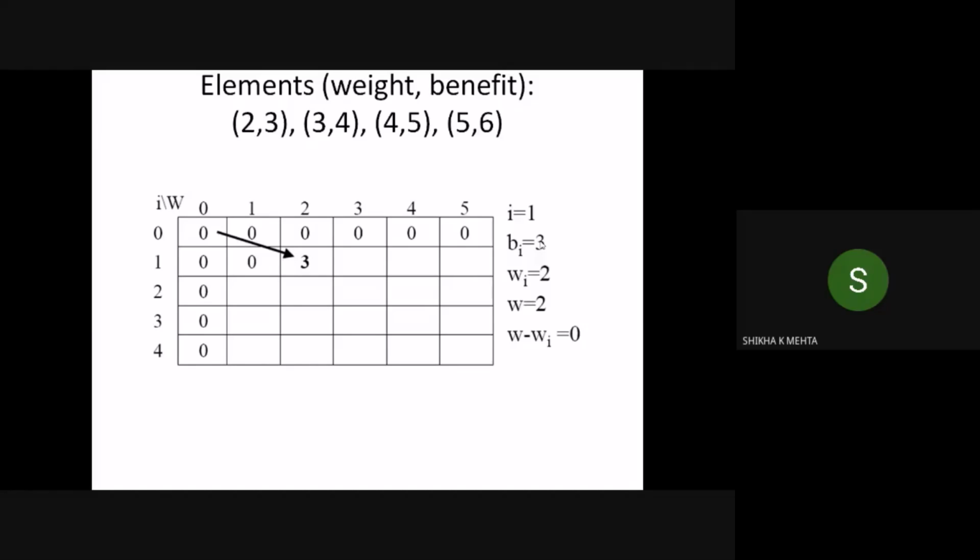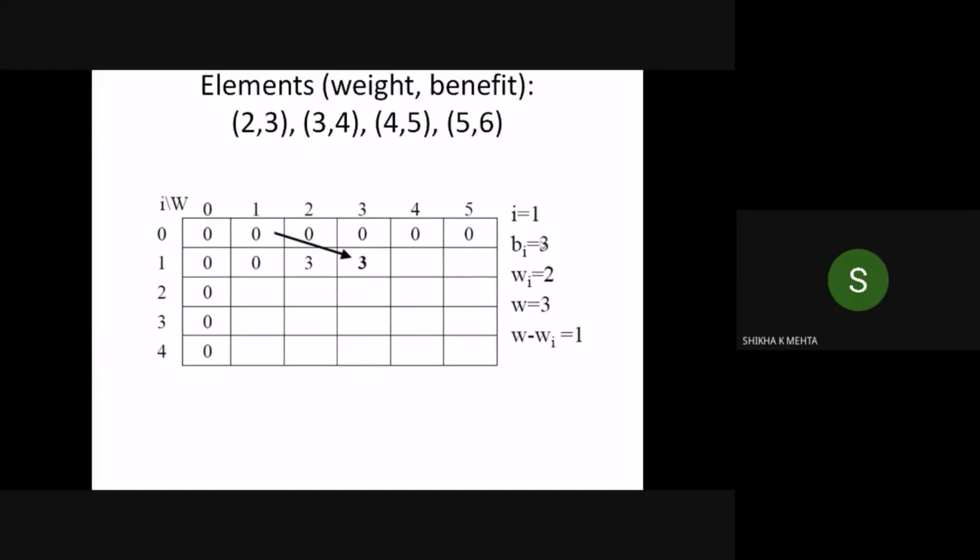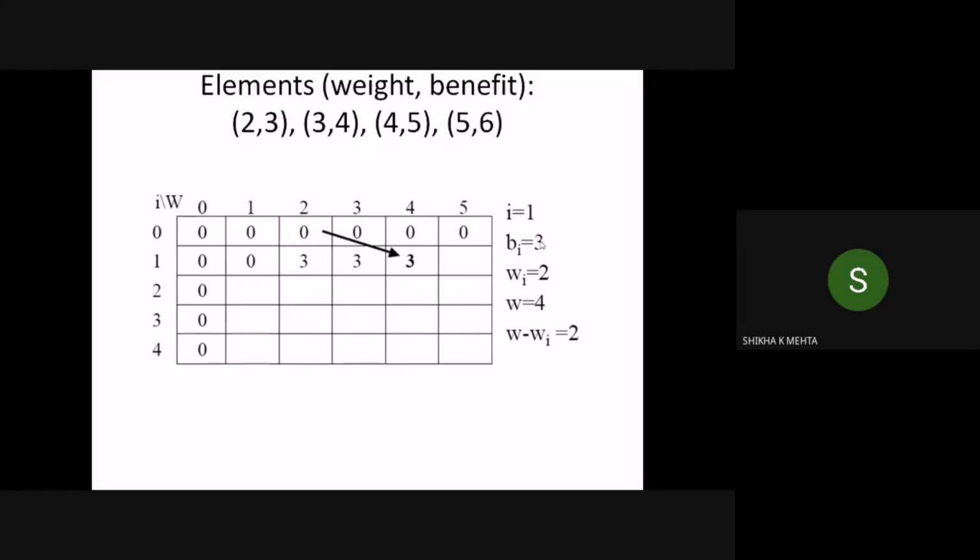Now if we move further, column wise, to the next capacity, 3, we don't have any other item here. The capacities 3, 4, 5 are all greater than 2, so they can accommodate this particular weight. So we can write the same value as it is.